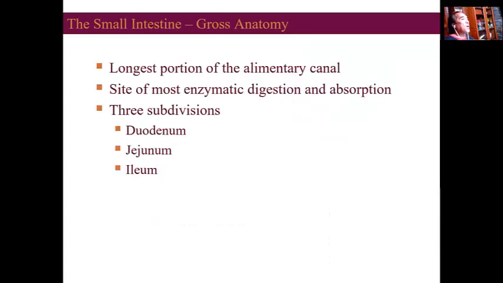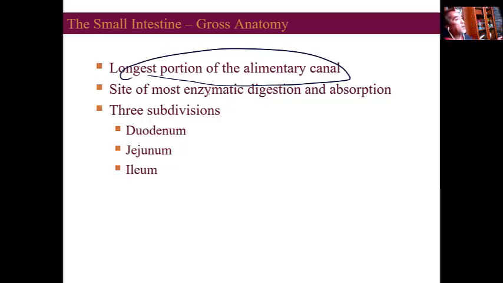So now let's go to the small intestinal tract. In the small intestinal tract, we divide it into three parts. This is the longest portion of the alimentary canal. If you stretch your intestinal tract from end to end, it actually becomes 30 feet. That's how long your intestinal tract is. The small intestine is the site of enzymatic digestion and absorption. Mainly, the enzymatic digestion is located at the duodenum, and absorption is located at the jejunum and ileum.